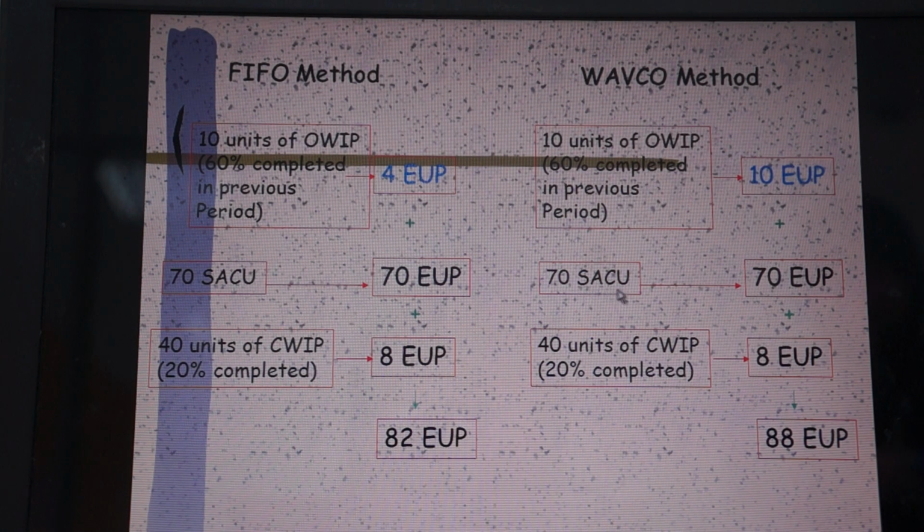Okay, so 70 unit input for this process and completed in this process bring 70 equivalent unit production, and the last is 40 unit of closing work in progress for 20% completed brings 8 equivalent unit production. So altogether we have 88 equivalent unit production. So now we look at the differences between FIFO method and weighted average method.